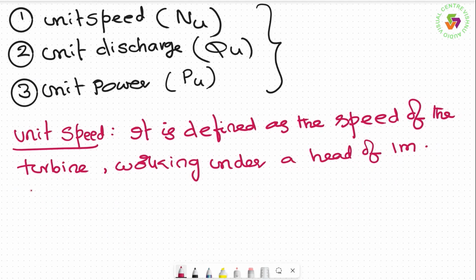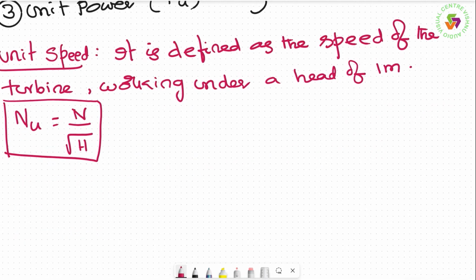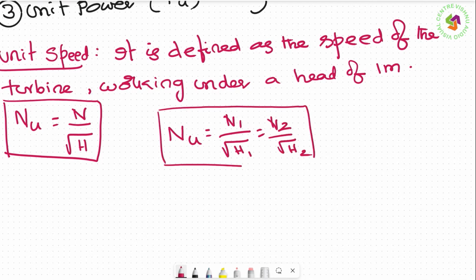This is represented by Nu, where Nu is equal to N by root H. Unit speed is equal to speed divided by root H, or for comparison, N1 by root H1 is equal to N2 by root H2. So unit speed Nu is equal to N by root H, which is equal to N1 by root H1, which is equal to N2 by root H2.